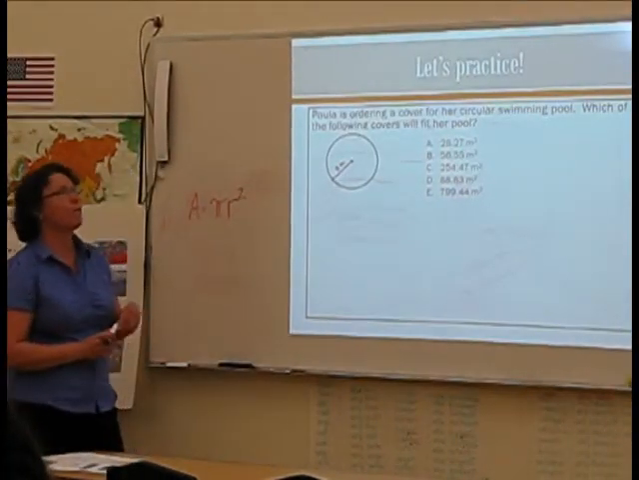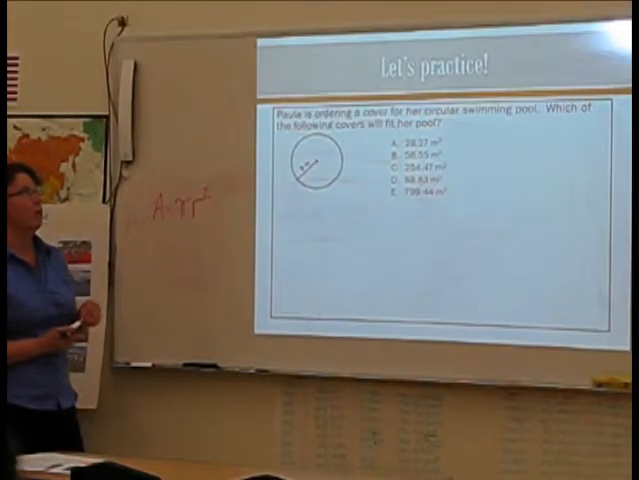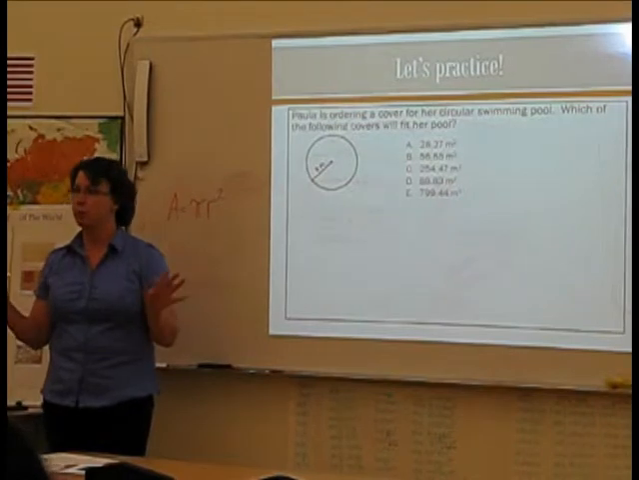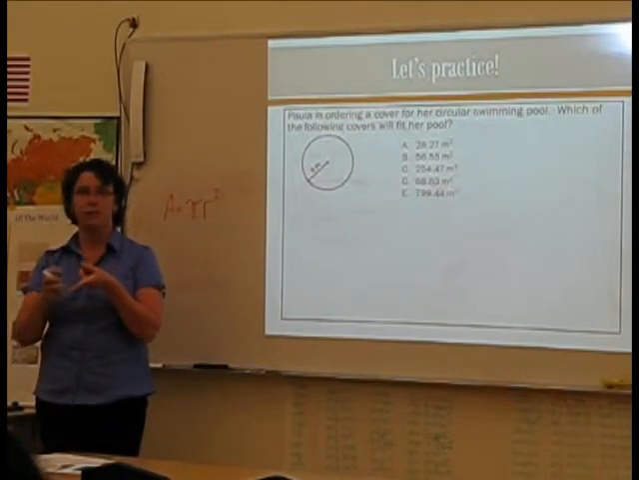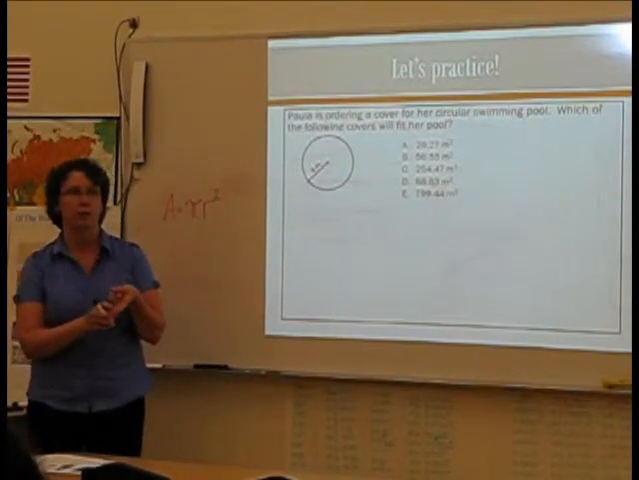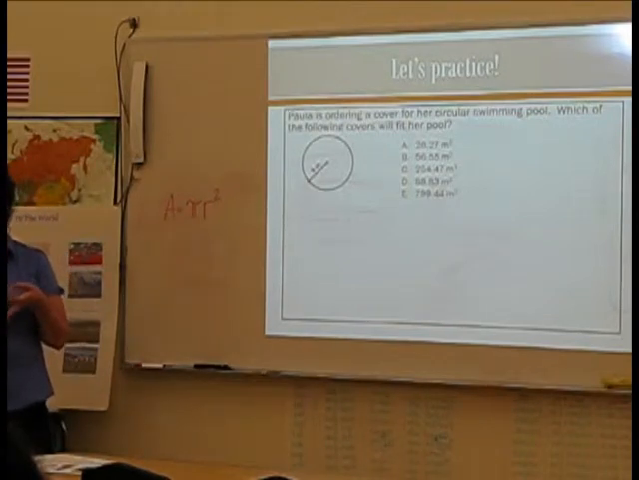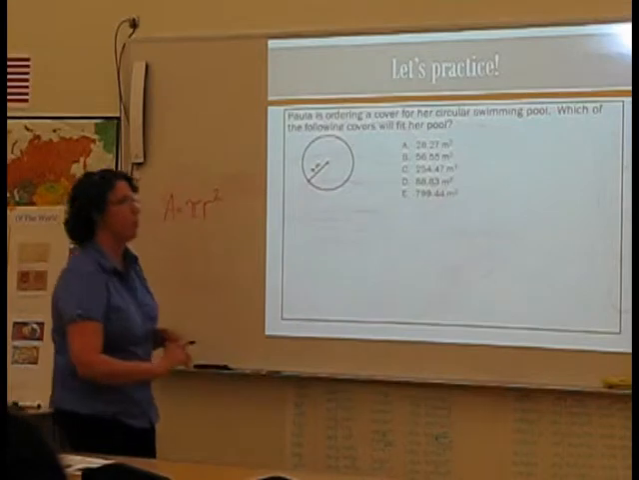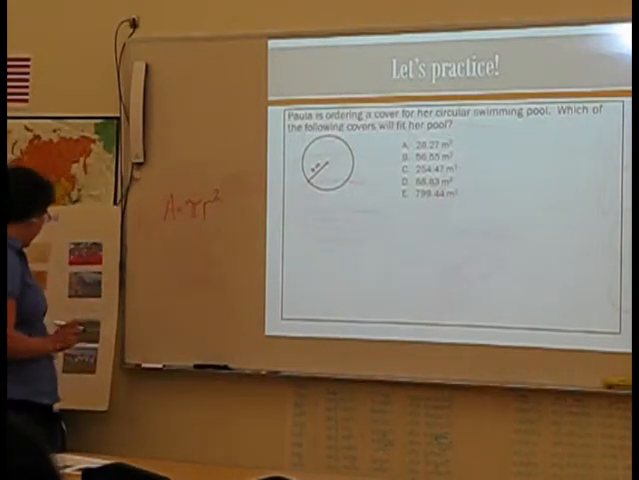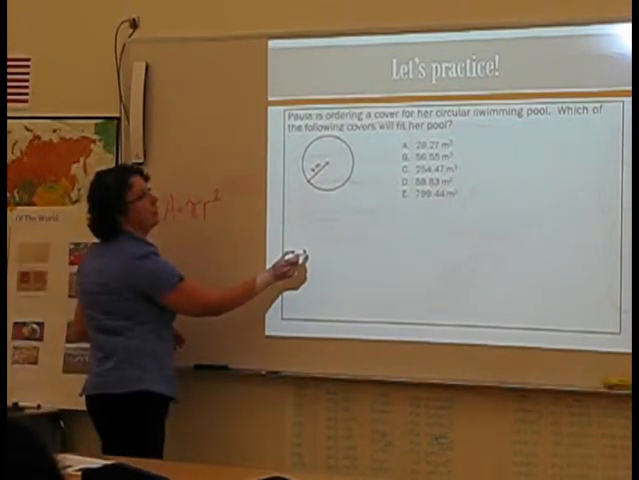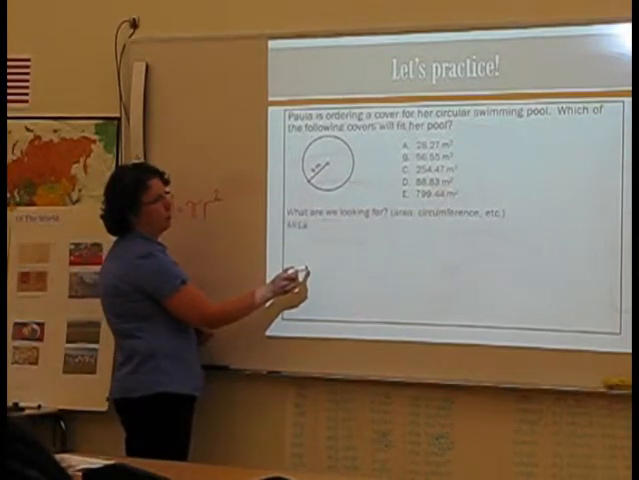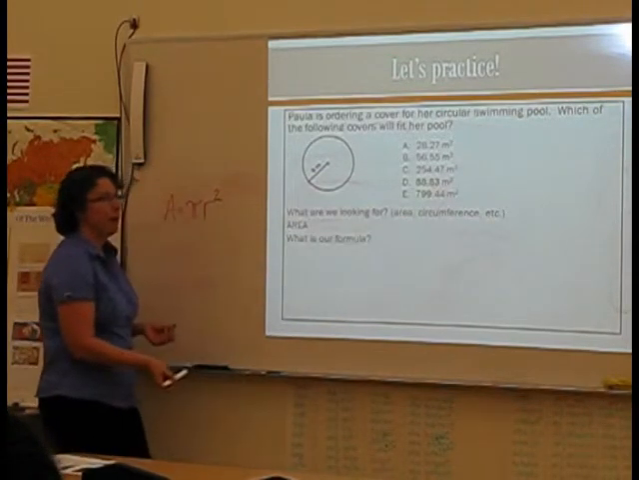Paula is ordering a cover for her circular swimming pool. Which of the following covers will fit her pool? Before you start messing with numbers, what do we want to know? The circumference, the area, what are we looking for? We're looking for the area, right, because we want a cover for the pool. Okay, so we know the radius. What are we looking for? We're looking for area. What is our formula?